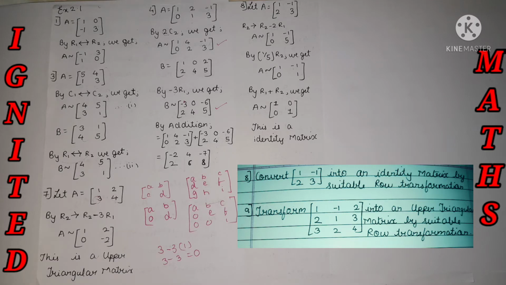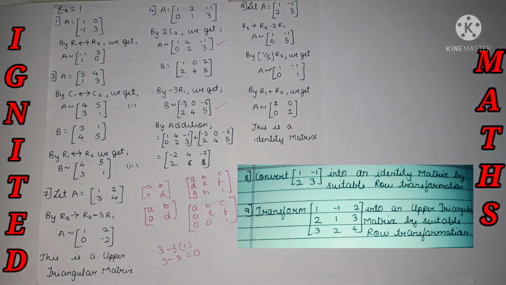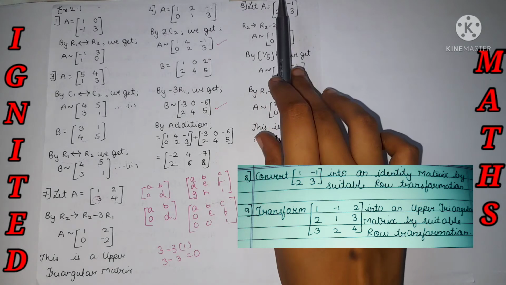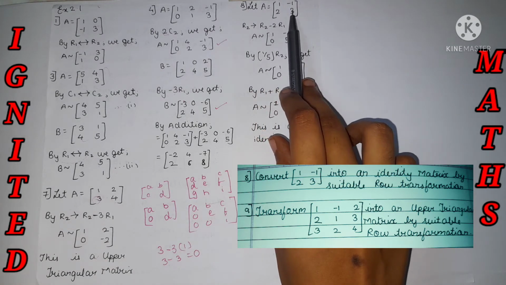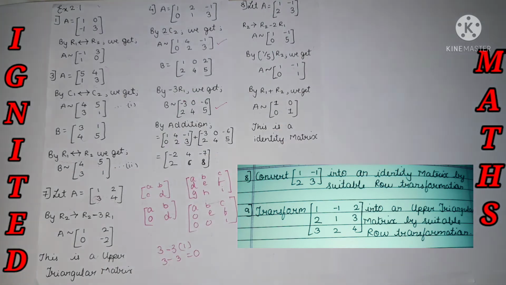So the 8th sum: they have given the matrices and we need to convert into an identity matrix. An identity matrix is nothing but 1 0 0 1 as a 2 cross 2 matrix, and similarly for a 3 cross 3 matrix; I have mentioned that also here, please cross check it. By suitable row transformation we need to convert it into an identity matrix. Let's get started. This is my matrix. What can I do for the identity matrix? Here also the unit element should be present, and the rest of the elements should contain 0.